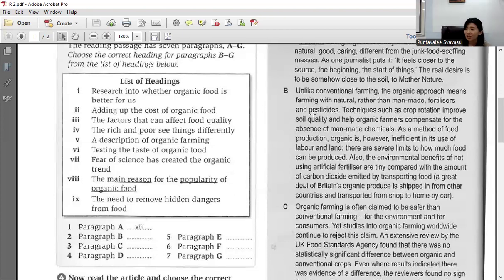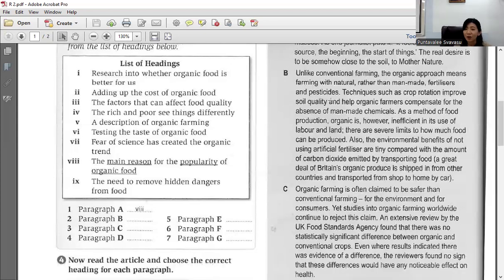So spend maybe 5 or 10 more minutes. Find a topic sentence for each paragraph, from paragraph B to paragraph G, before you continue the video. I will see you back in a bit, and then we're going to talk about the answer afterwards.